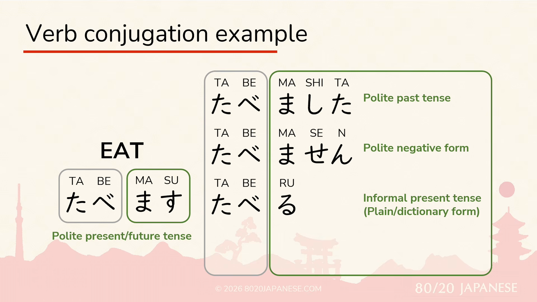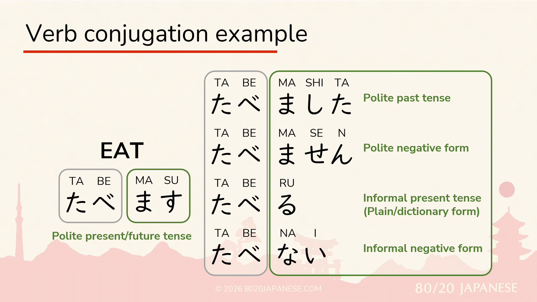Lastly, we have tabenai. Again, we have tabe as the stem and then nai as the ending. And that's the informal negative present future tense form, tabenai. That's to not eat in the informal form, whereas tabemasen was to not eat in the polite form.